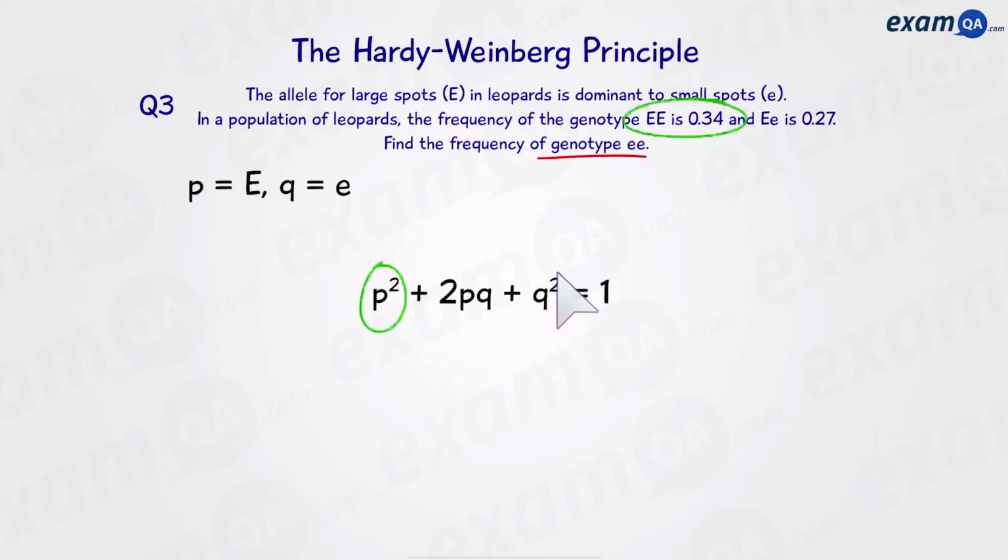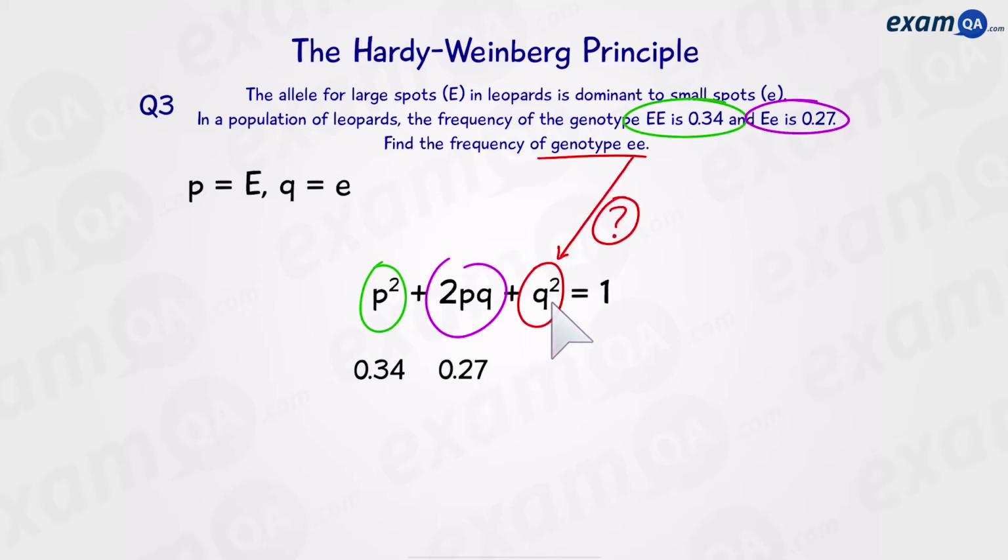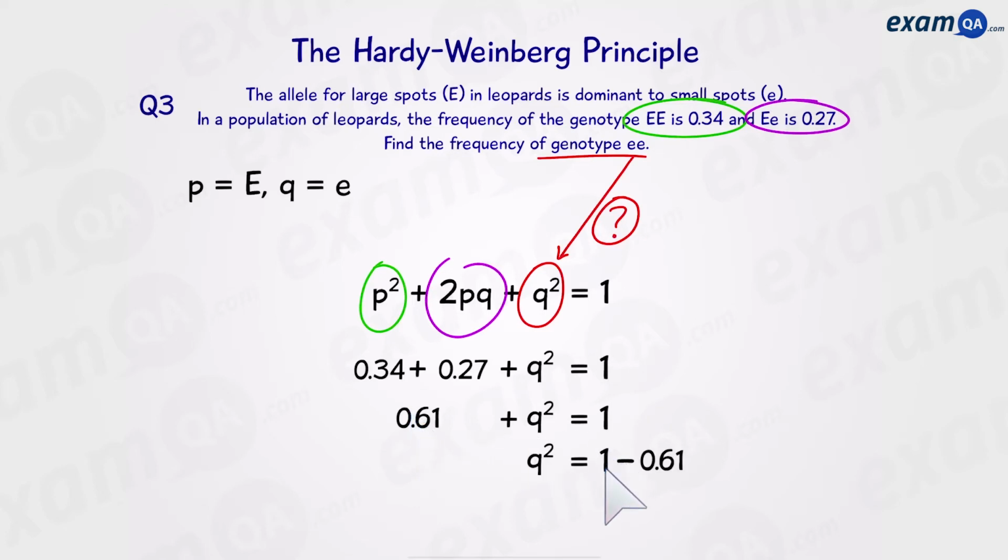Big E big E 0.34 is p squared. So we know the value of p squared. And big E small e is the heterozygous genotype. So now we also know the value of 2pq. However, we don't know the value of q squared, which is small e small e. We know, however, that all three genotypes must add up to 1. So we're going to add the two on the left, giving us 0.61 plus q squared equals 1. And therefore q squared is going to be equal to 0.39.